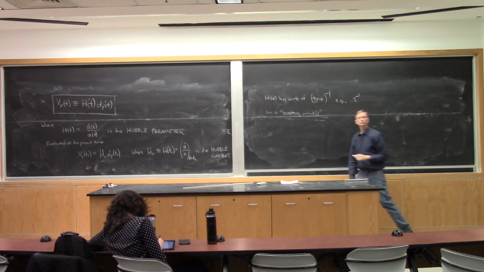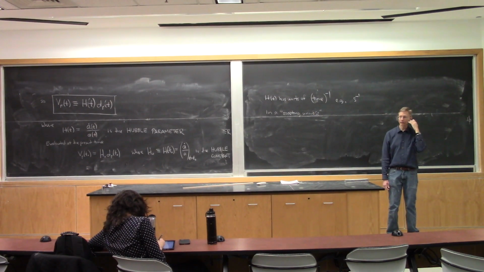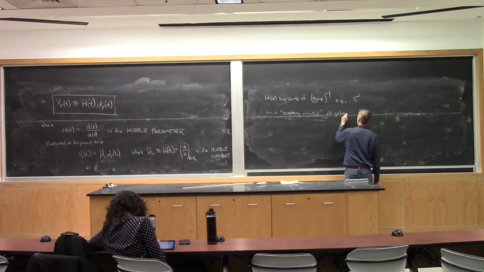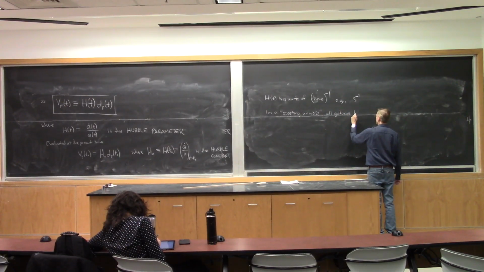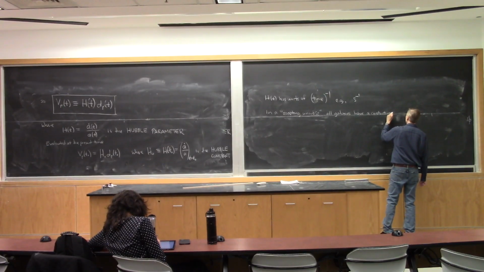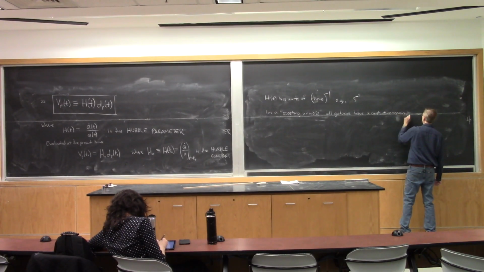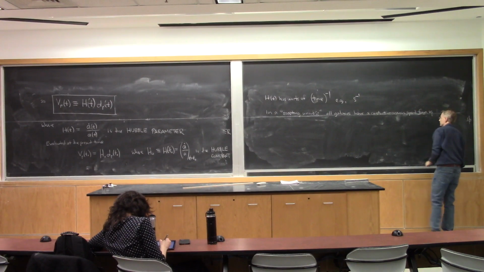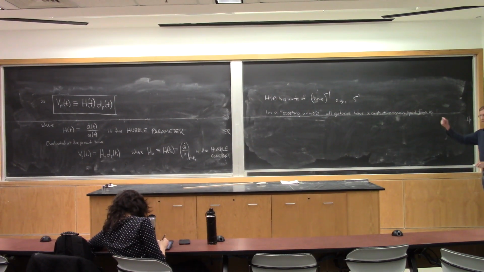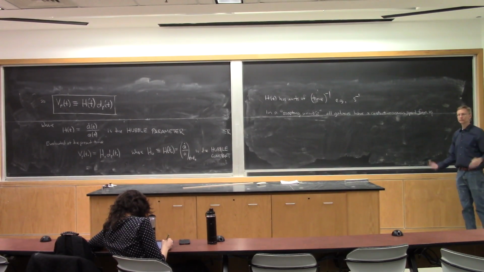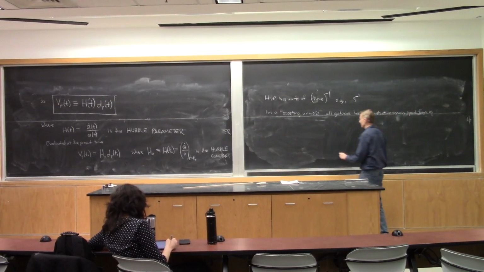In a coasting universe, we call it, it's not the one we live in, but in a coasting universe, all galaxies have a constant recession speed from us. So they're all just moving away at a constant speed. However fast it's moving away now, it's always been moving that fast away from us. It's not the real universe, but take that as the first approximation.